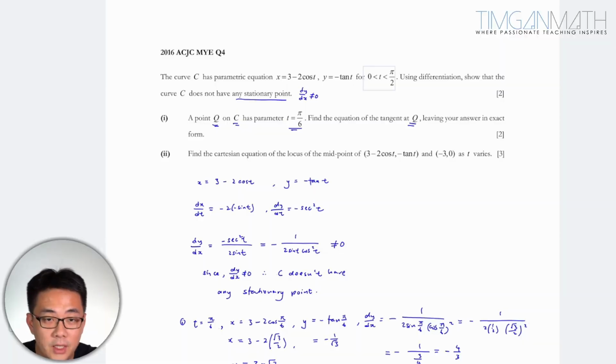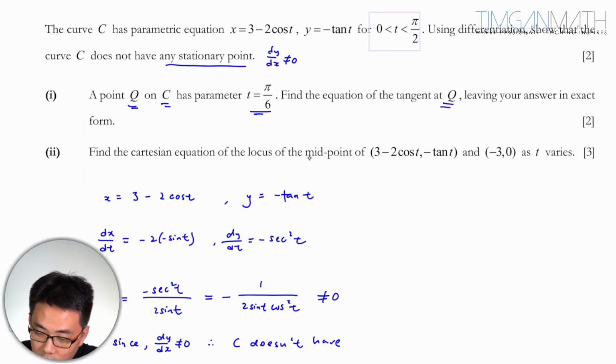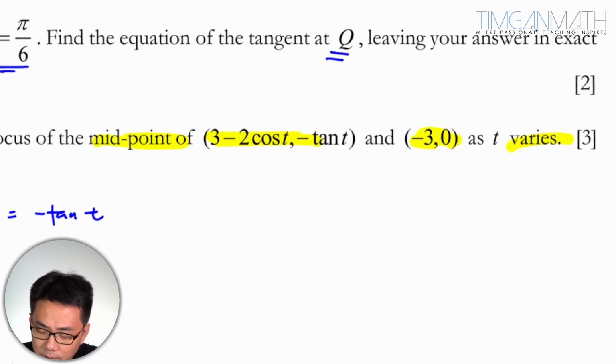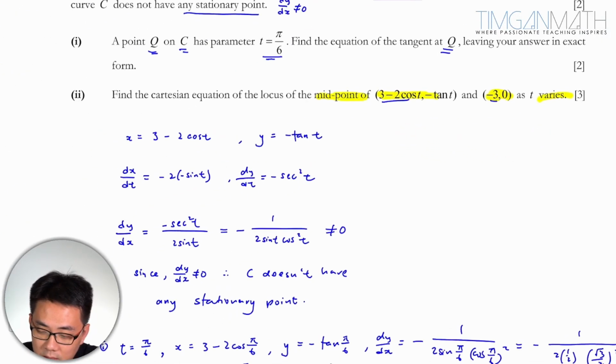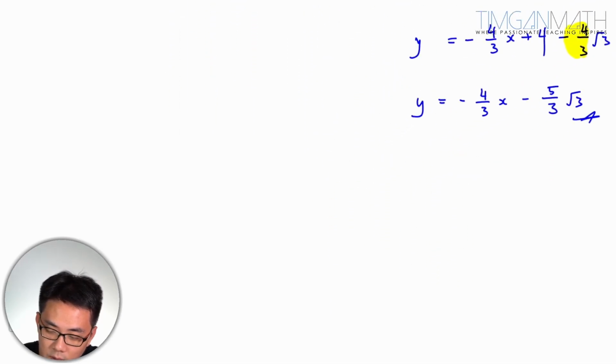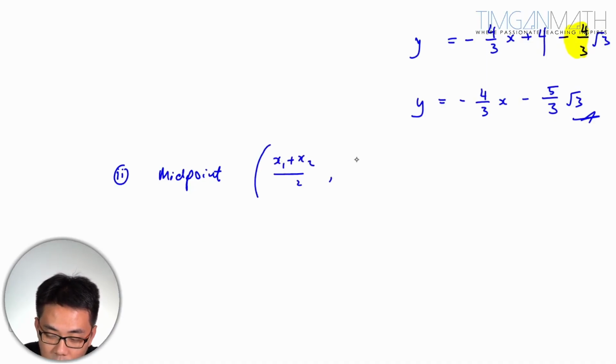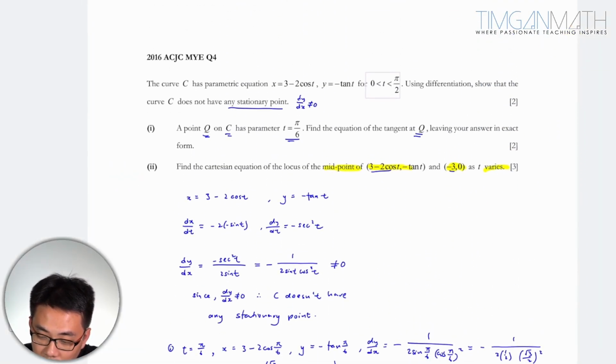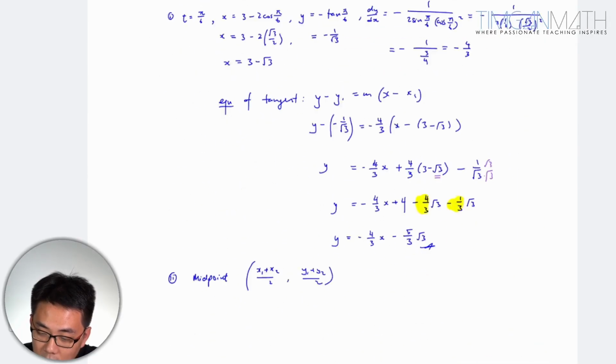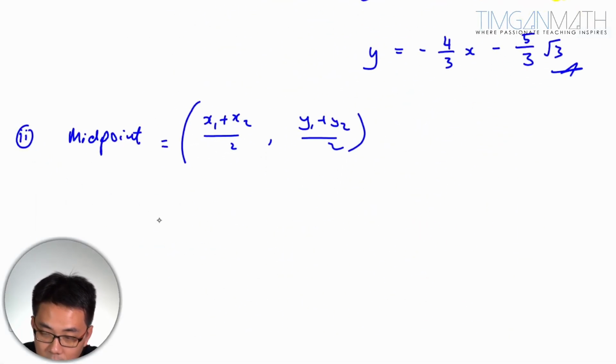Let's look at the next part. Find the Cartesian equation of the locus of the midpoint of these two points as t varies. For the midpoint, what we need is just the locus. So let's do it. For the midpoint, we just add both x1 and x2, so the midpoint is x1 plus x2 over 2, y1 plus y2 over 2. So in this case, we'll do it as per normal.